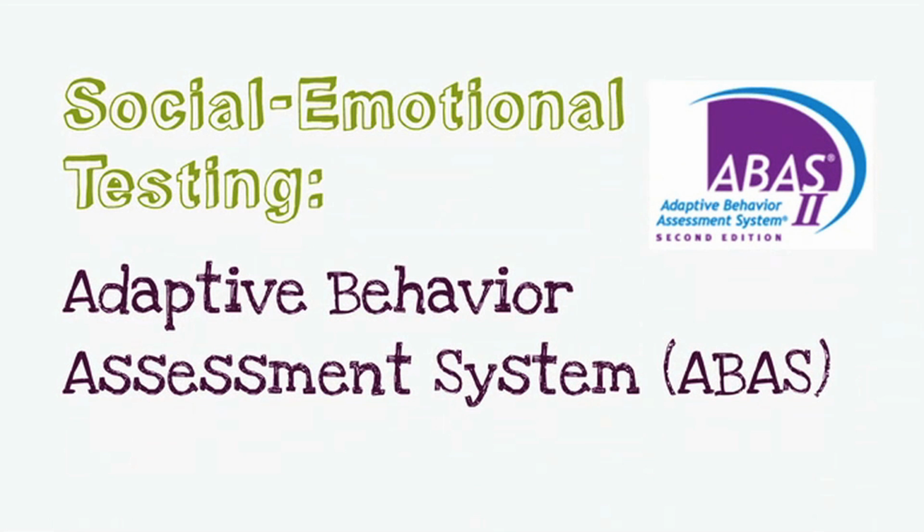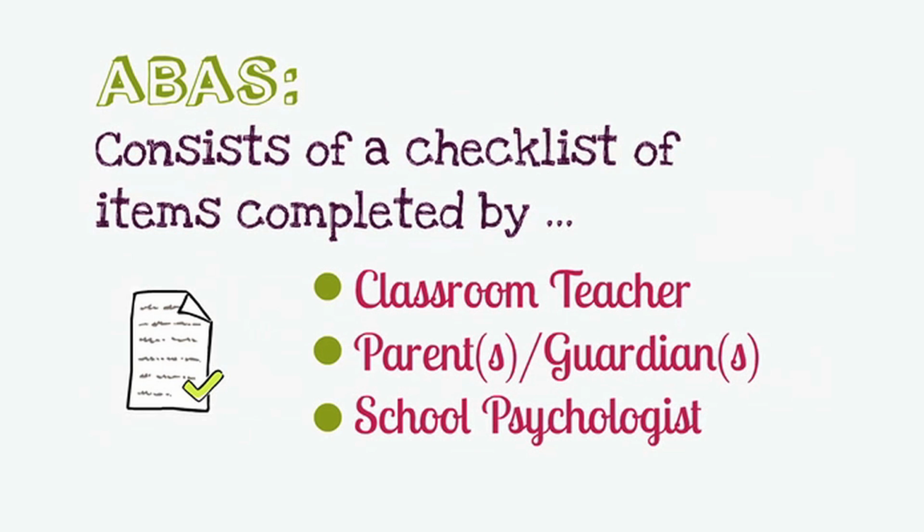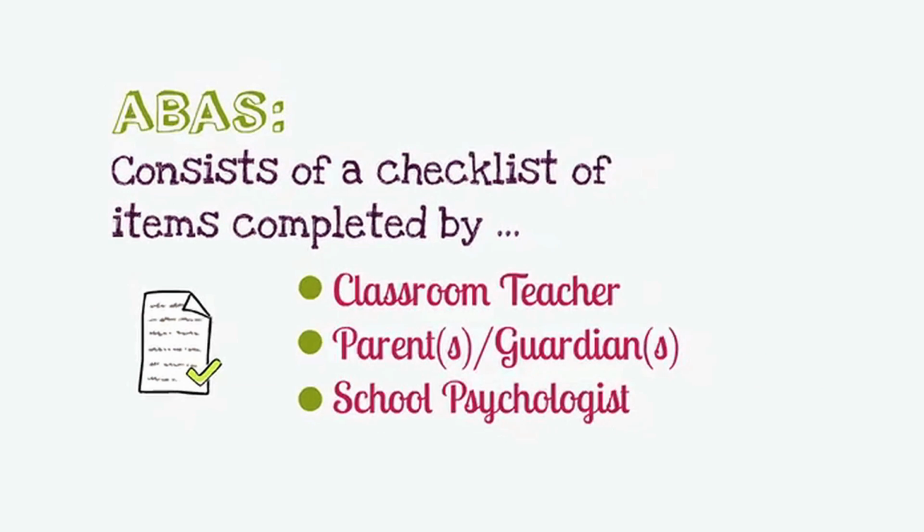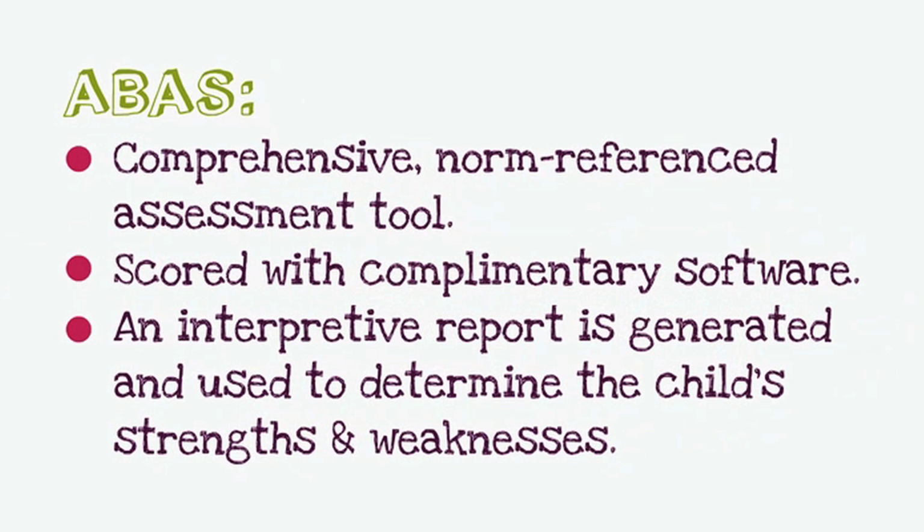Social-emotional testing is conducted with the Adaptive Behavior Assessment System, or ABAS. This is really just a checklist of items that the teacher completes, as well as the parent or guardian of the child, with input from the school psychologist. This is a comprehensive, norm-referenced assessment tool that can be scored with complementary software. An interpretive report is often generated and used to determine the child's strengths and weaknesses.